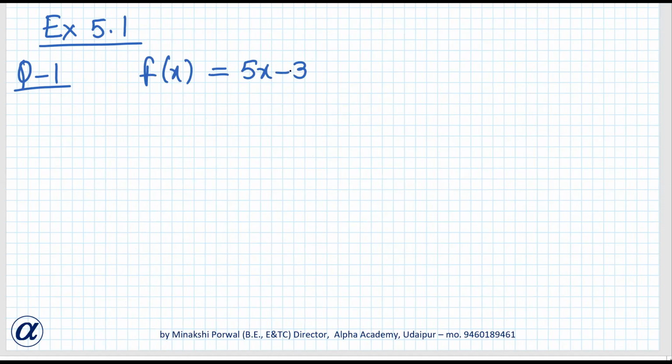Okay. Exercise 5.1. First question. Prove that the function f(x) equals 5x minus 3 is continuous at x equals 0, at x equals minus 3, and at x equals 5. Here f(x) equals 5x minus 3. So this is actually a linear function.